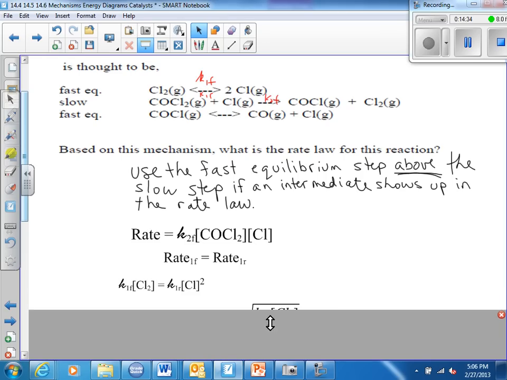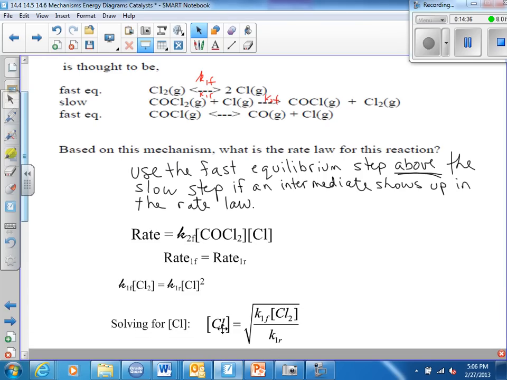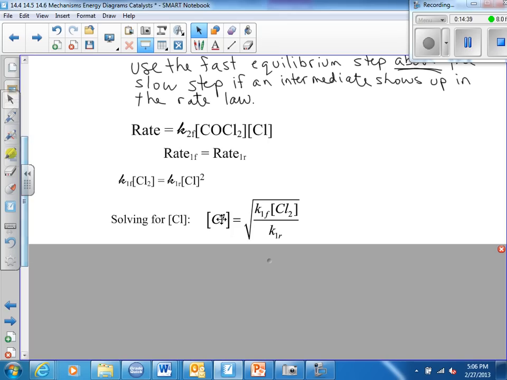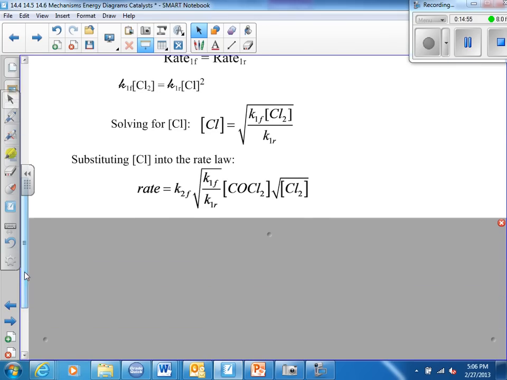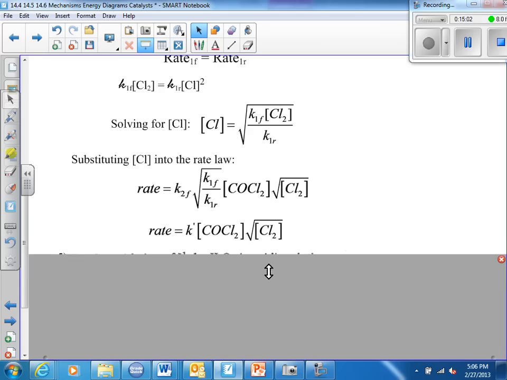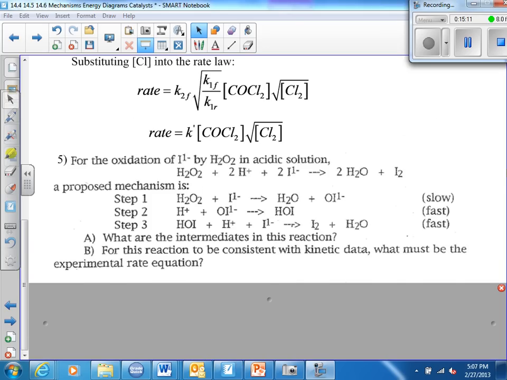We're going to isolate Cl. That's what we get when we isolate chlorine. And then we're going to substitute that value for chlorine, this whole thing, into the chlorine right there. We are going to stick it in right there. And we obtain this ugly looking equation, which you could leave as is, or we can recognize here's a whole bunch of constants, doesn't matter what they are. We can just call those K prime and rewrite this as K prime times the concentration of phosgene times the concentration of Cl2 square root.